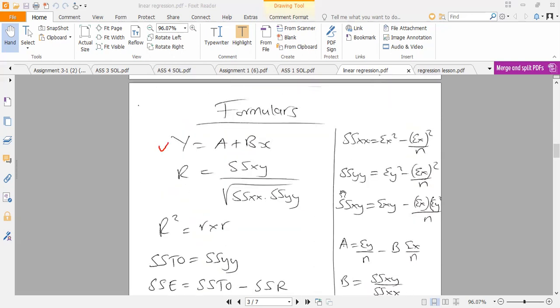So the formulas we're going to make use of: y is equal to a plus bx, and r is equal to SSxy over the square root of SSxx times SSyy. You multiply SSxx times SSyy in the square root. The answer we get when you square it is called our r squared.